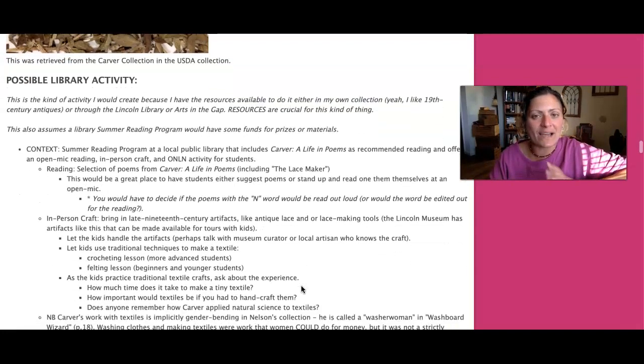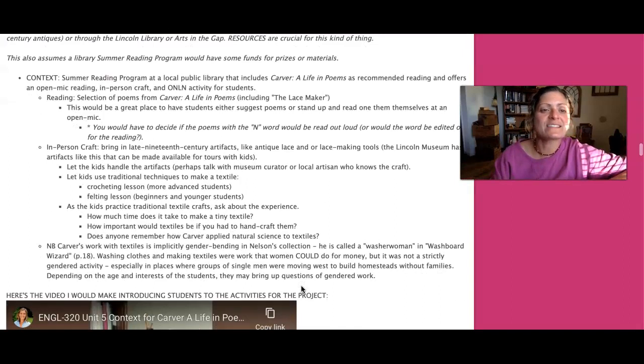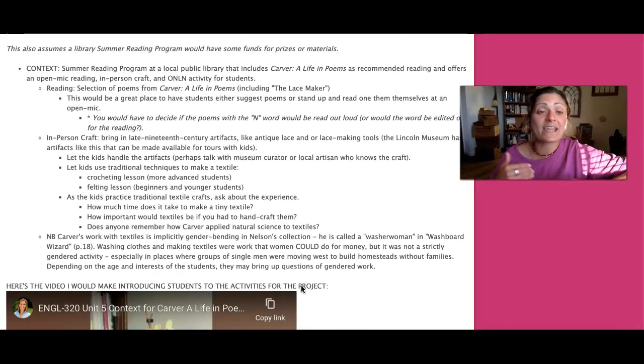So keep all of that in mind as you're looking at what sort of activity. And also realize that as you are thinking about activities, you could think about potential resources that you could use that maybe you wouldn't normally have available, say, just for a class project. So this also assumes that a library summer reading program would have some funds for prizes or materials or stuff like that, which again is not always the case.